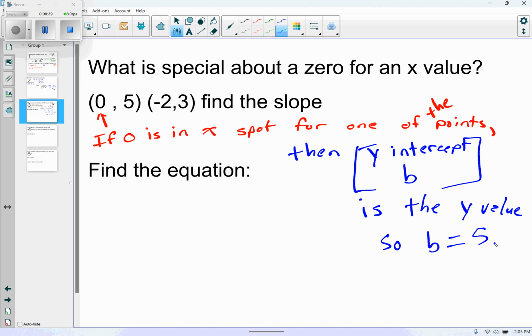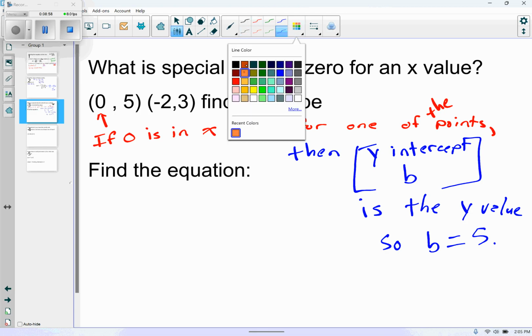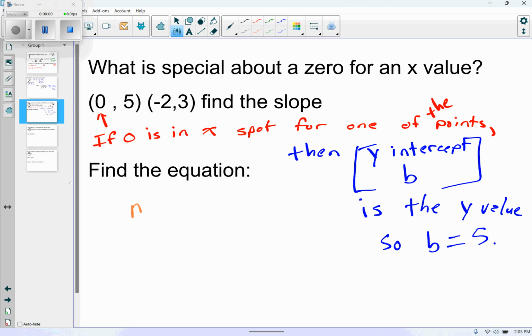Because I added 0 here, this means this has to be the y-intercept. This negative 2 does not mean that's the y-intercept. I have to have a 0 in that first spot. If I have a 0 in that first spot, then I have the y-intercept. So now, we can do a few things. Let's change some color. Let's find the slope.